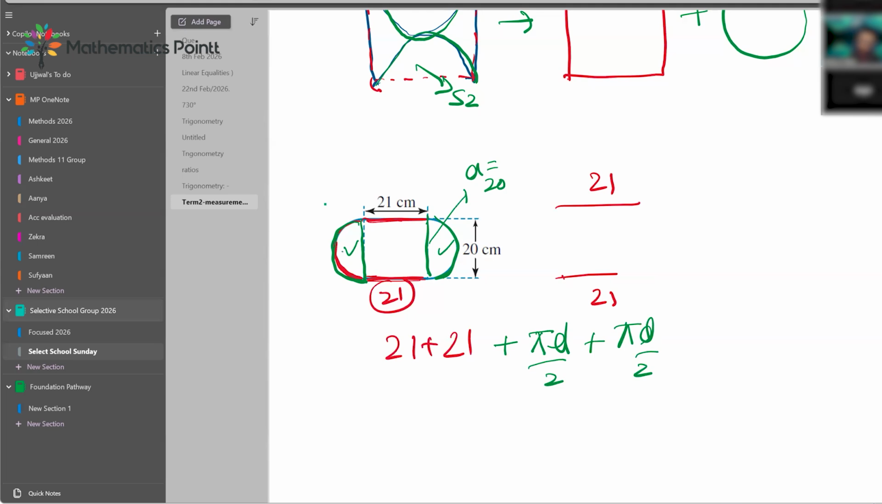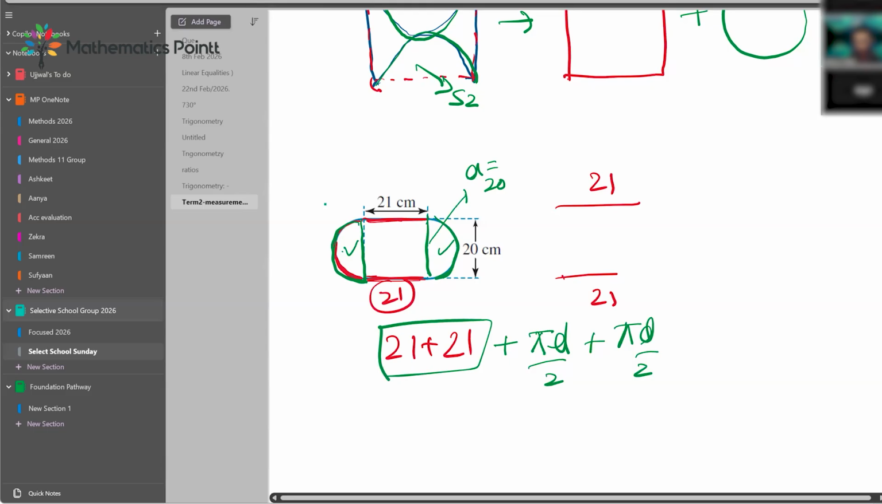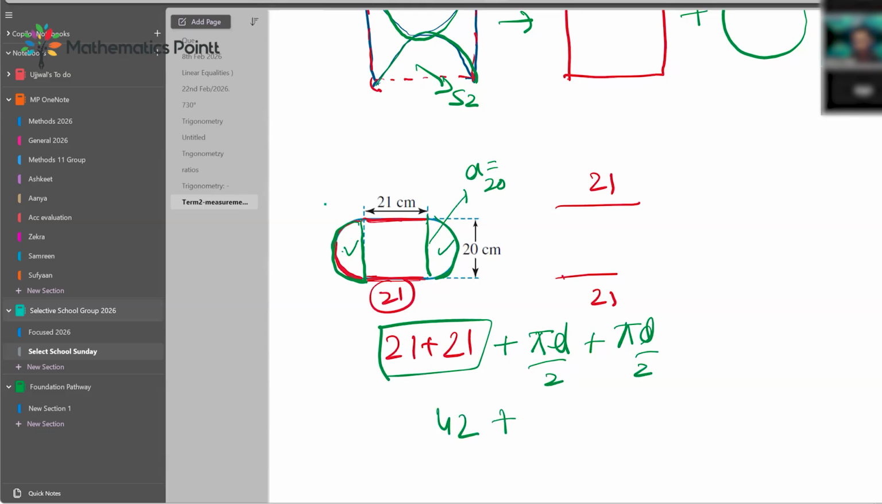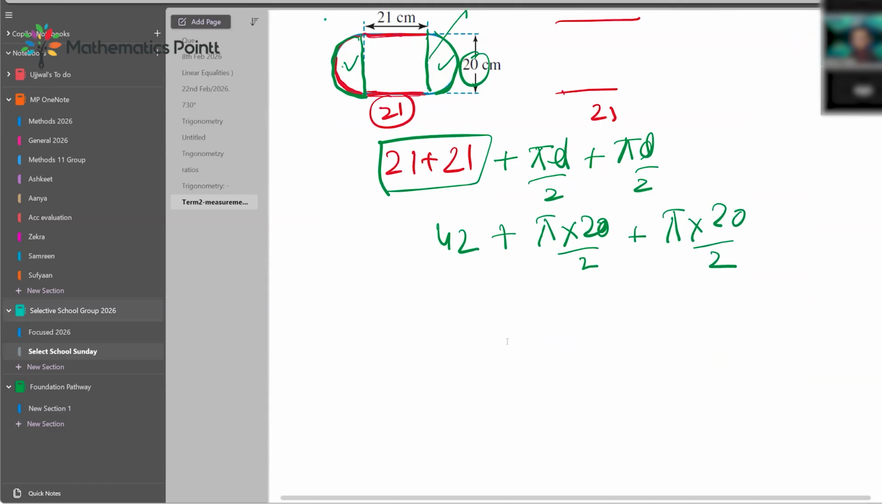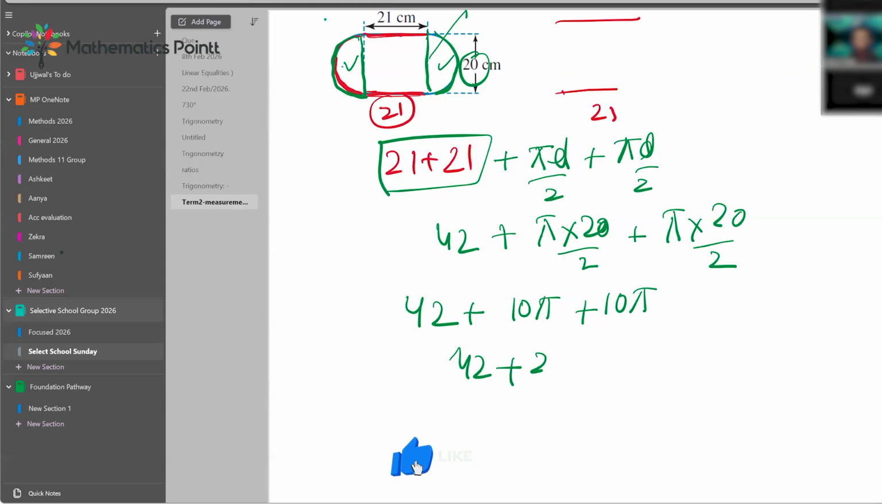And now this becomes 42. And pi times, what is the diameter here? 20 over 2 plus pi times 20 over 2. So essentially, this now becomes 42 plus 10 pi plus 10 pi, which is 42 plus 20 pi. That is the answer.